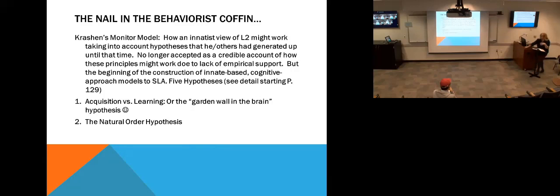So the monitor model, you've got details on the monitor model starting on page 129. It's the rest of your chapter. And I just wanted to make sure that you understood the general idea. So it's 5 separate hypotheses that make up the model. And you have his name for it and then my name for it, okay? So, but let's not sort of tell anybody else that these are my names for it.